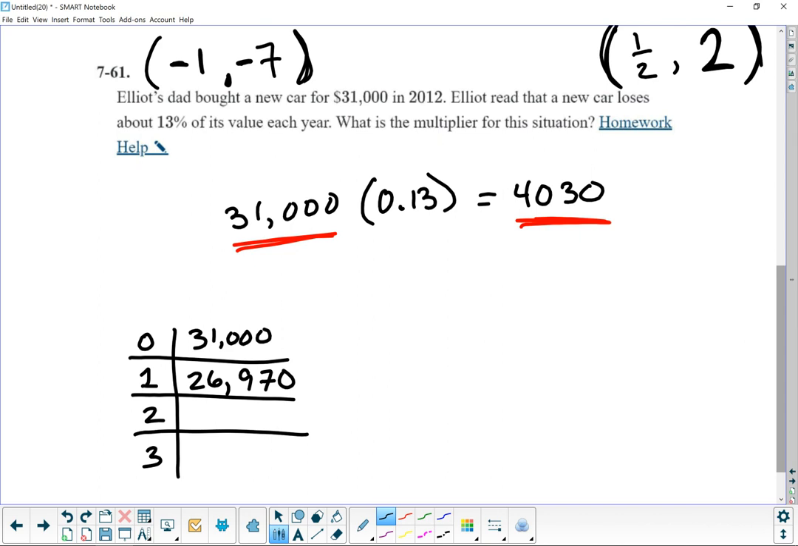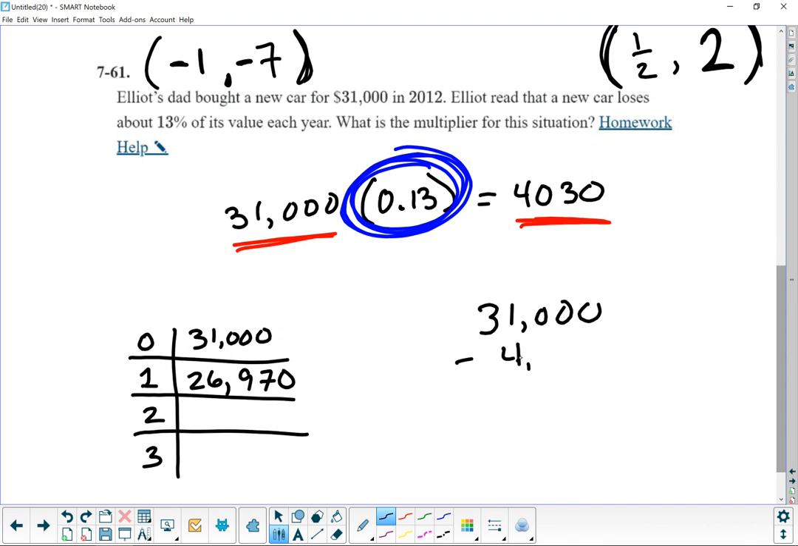But this question isn't actually asking about that. It's just asking what the multiplier is, right? In this case, because it's losing value, it's depreciating, we're multiplying by 0.13. But what we have to do is take that 31,000 and then subtract the result, $4,030, and that's actually two steps, and that's not the multiplier.